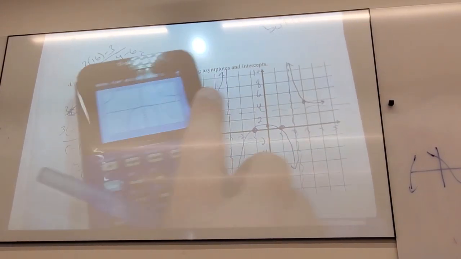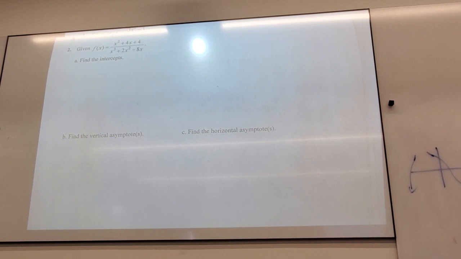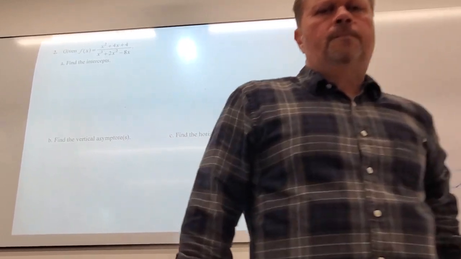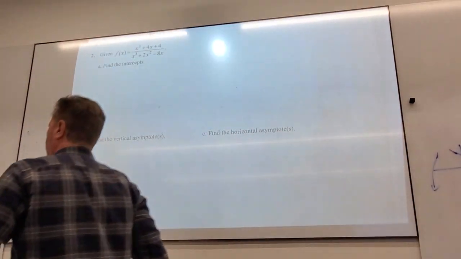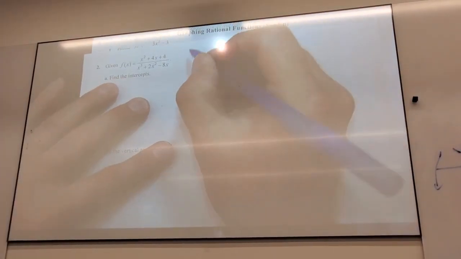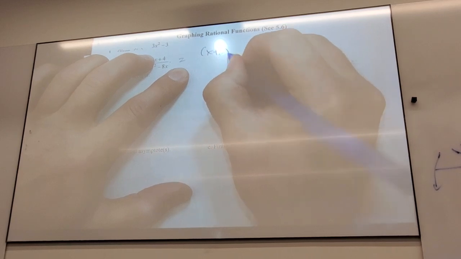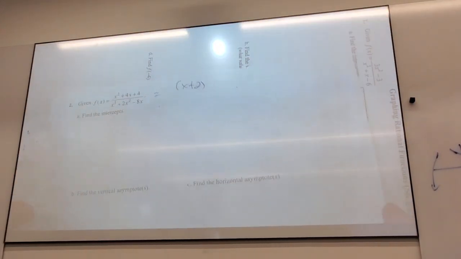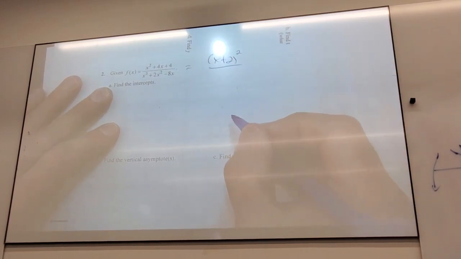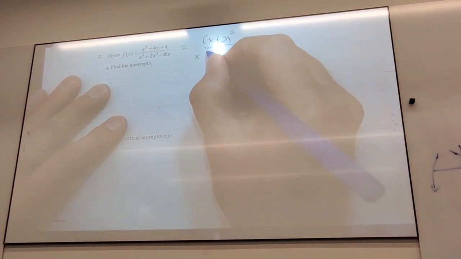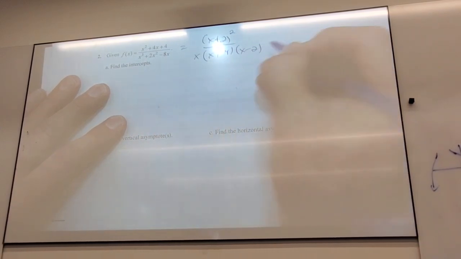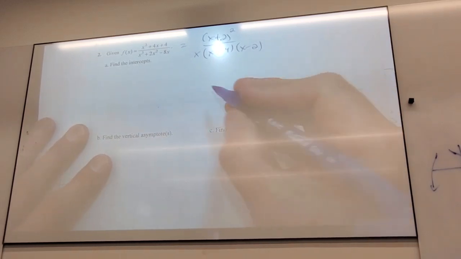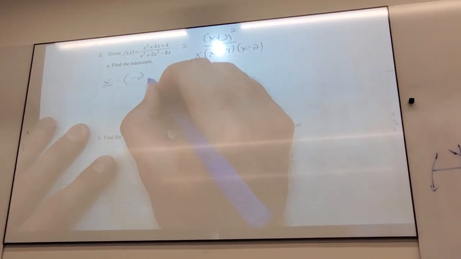All right. So I want you guys to do this one. So the top factor is easy enough. And the bottom, you take an x out, and then you realize it's going to be x + 4, x - 2, right? So the x-intercept comes from the top.